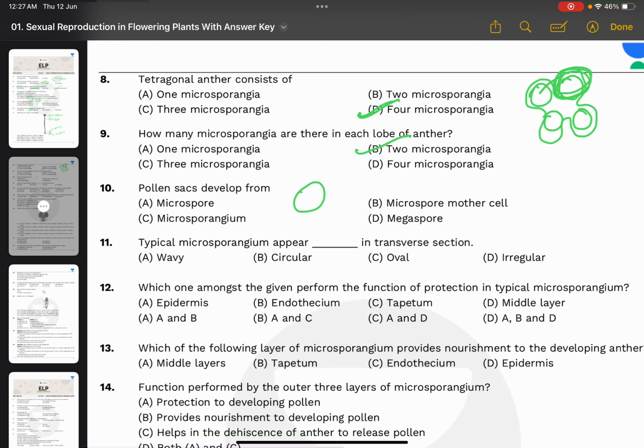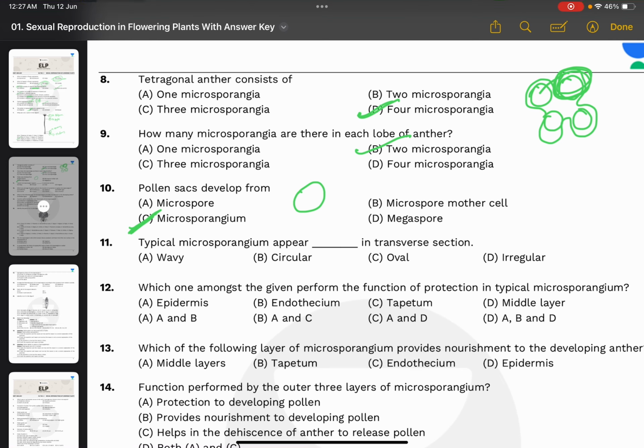Pollen sac develops from the, so this is the pollen sac, and this one is the pollen sac. Microspore mother cell, no. Megaspore, no. Microsporangium, no. Microspore, no. So C option is, I think, the correct one. Let me check it for a while. It is a good question. The microsporangia develop further and become pollen sacs.